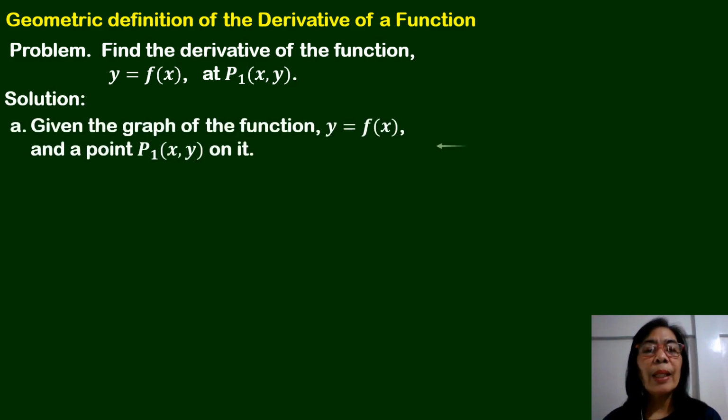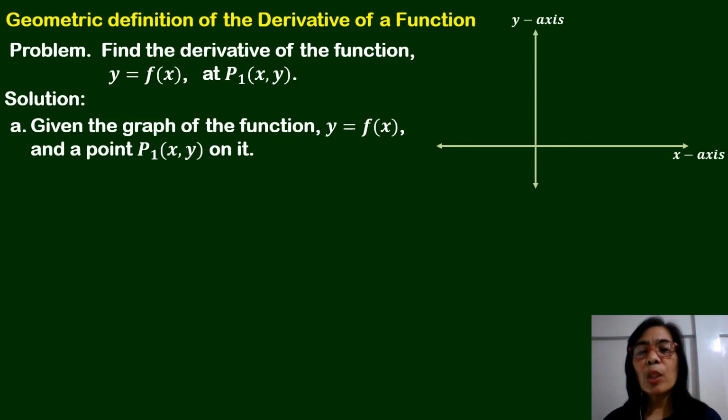Our first step is to consider a portion of the graph of the function y is equal to f of x and the given point P sub 1 having the coordinates x, y. So that means point 1 has a horizontal distance from the y-axis equal to x and its vertical distance from the x-axis equal to y.